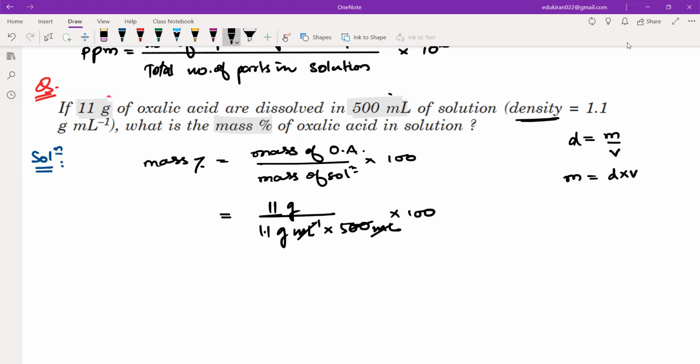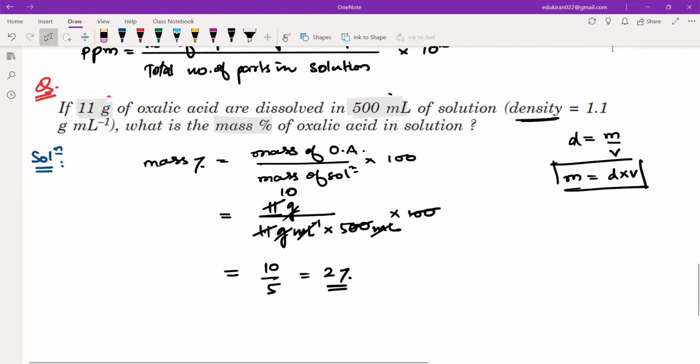This 500 is 20 and these can be getting cancelled. 1.1, if I multiply by 10, I will get 11. So this will be equal to 10 by 5. Grams and grams can get cancelled. So everything is got cancelled and you are getting 2%. Okay, so this is the answer, 2%. This was the important point. Mass was not given, but you had density and volume, and you can calculate the mass if you have density and volume. Done? Done, guys? Yes, sir. Okay.